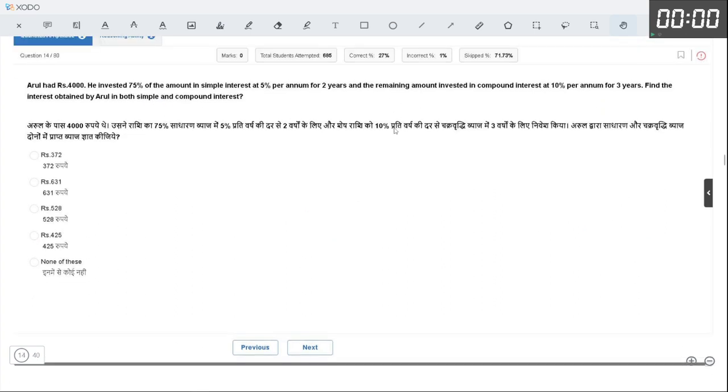So this is a simple interest and compound interest problem. Don't fear about compound interest, it is simply easy also. See, 4000, what is 75%? 75% is 3/4. 3/4 means he invested 3000.